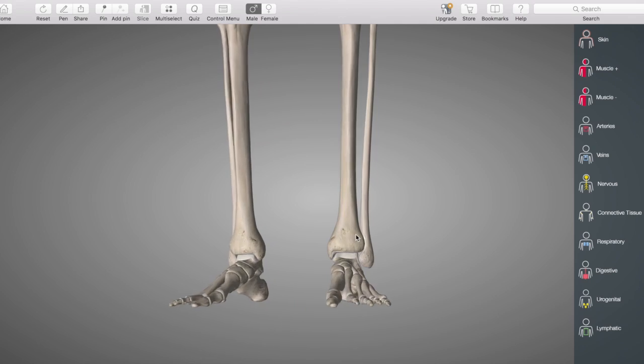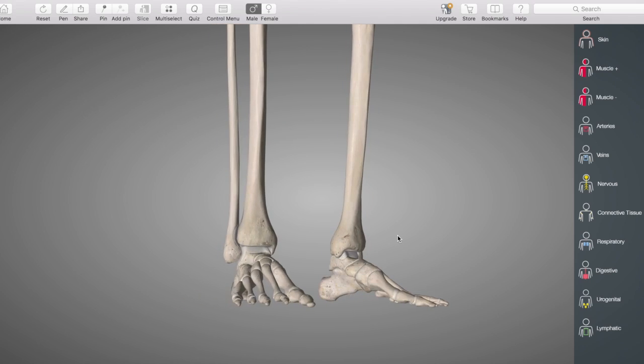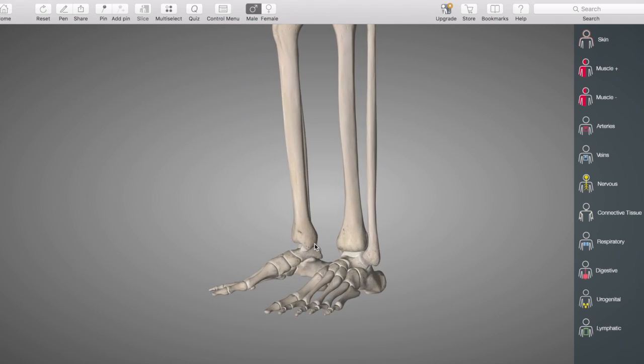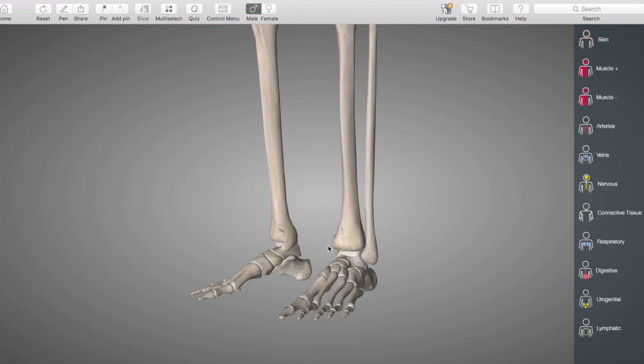So I think that's going to about wrap it up for these pathologies that we'd see here in the lower leg. Like I said, I hope this was helpful in giving you an idea of the visualization of what these injuries may look like and the structures that they're involved with.